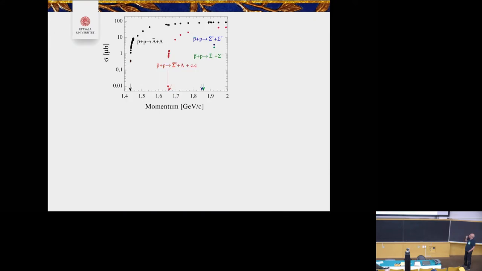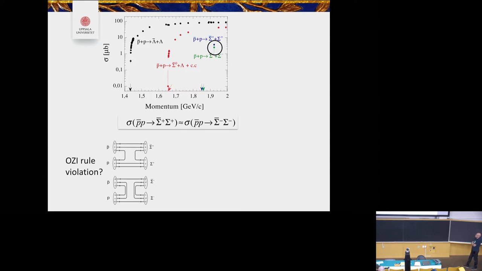Another thing worth pointing out is that PS185 also measured the charged sigmas cross section at one energy. And they found, or we found, I was part of that experiment, that the cross sections of sigma plus and sigma minus are approximately the same. And this is in contrast to what you naively would expect, because producing a sigma plus, you only annihilate one quark in the initial state, whereas for a sigma minus, you annihilate two quarks.